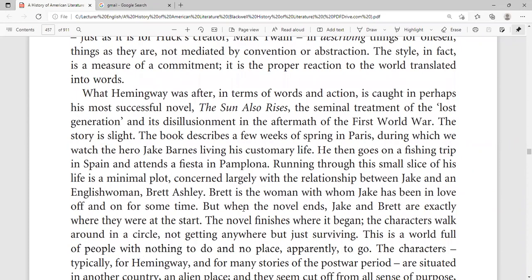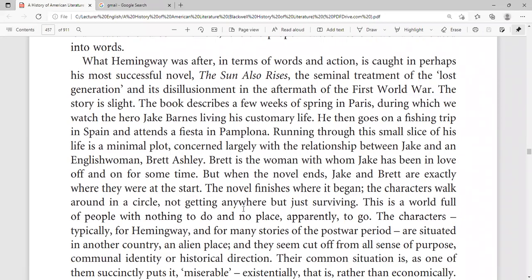What Hemingway is caught in, perhaps his most successful novel, The Sun Also Rises. The seminal treatment of the lost generation. Its characters are a representation of the lost generation that has lost their faith in idealism and pre-First World War virtues, values, and faith.